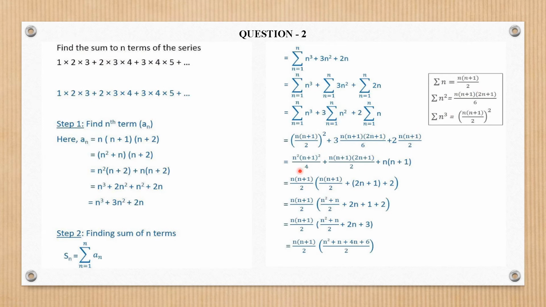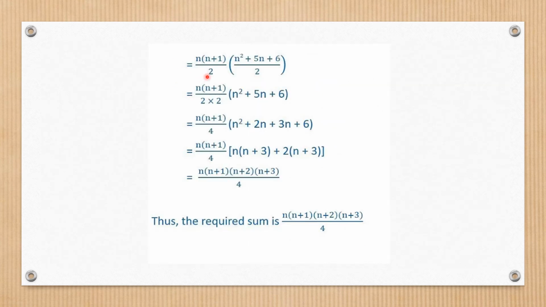Okay. Put everything here, all the values. You can take n into n plus 1 by 2 common, or you can take n into n plus 1 common also, howsoever you find it right. And the rest terms are there. Okay. You just need to take LCM. And after taking LCM, you will get n square plus 5n plus 6 inside. Okay. Do the factorization and I'll get the result as n into n plus 1, n plus 2 into n plus 3 divided by 4.